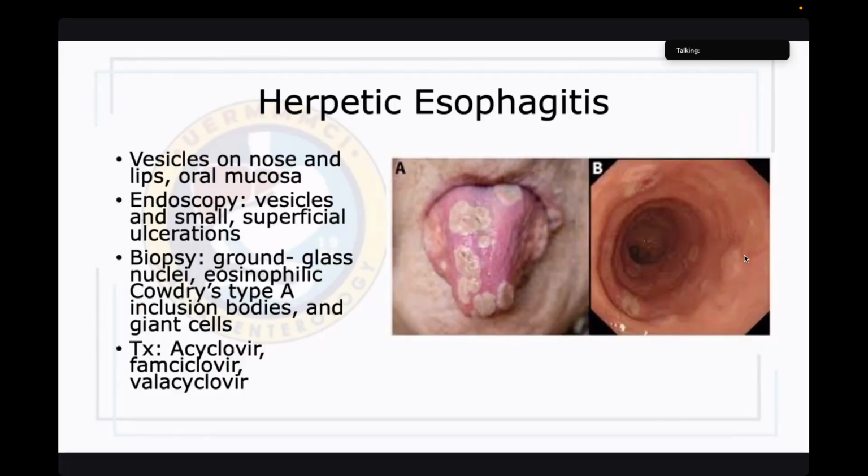Confirmation is done by taking biopsies from the ulcer margins and checking for the characteristic ground glass nuclei, eosinophilic Cowdry type A inclusion bodies, and giant cells. The disease may be self-limited for immunocompetent hosts, although acyclovir can be given. But for patients who are immunocompromised, they are treated with acyclovir, famciclovir, or valacyclovir.